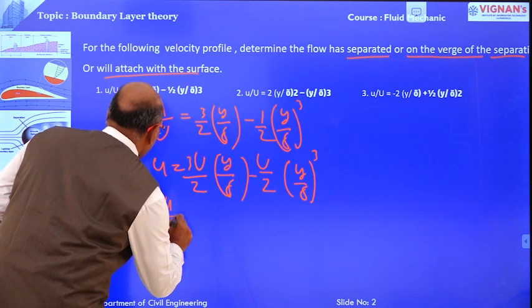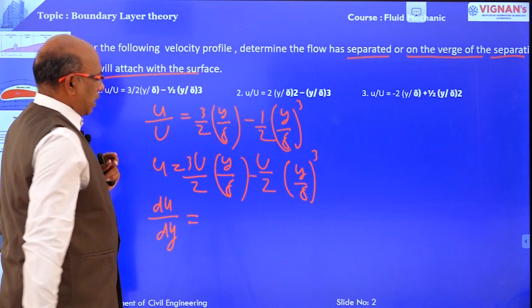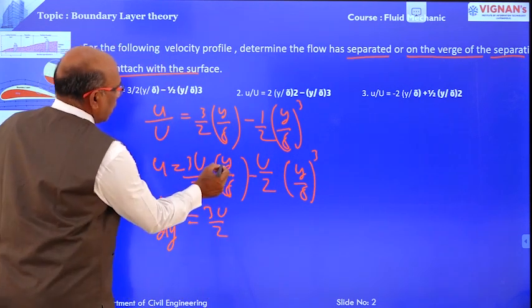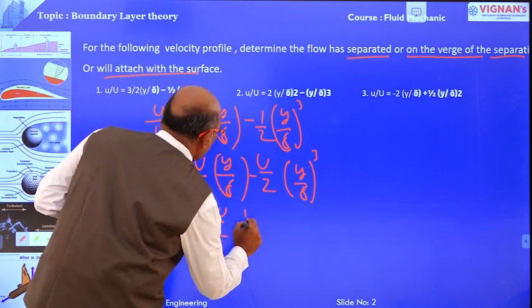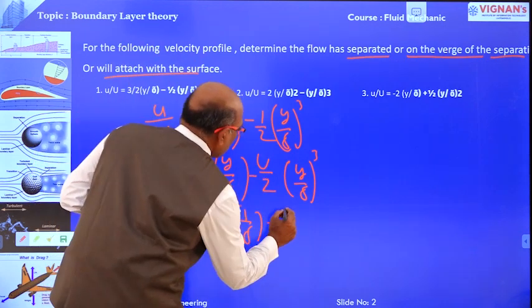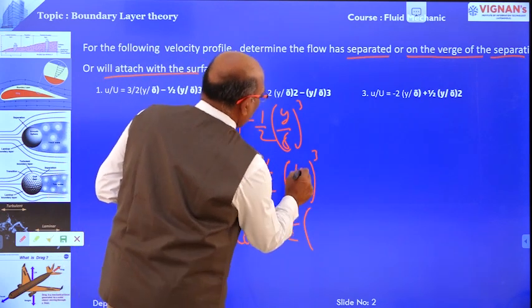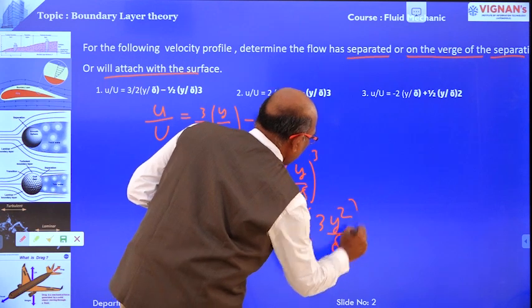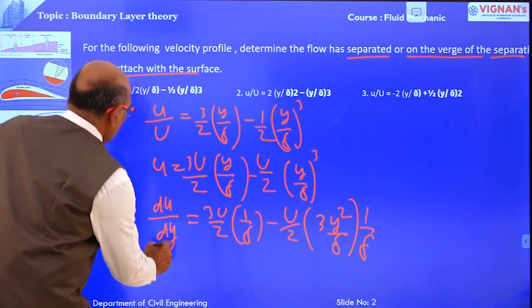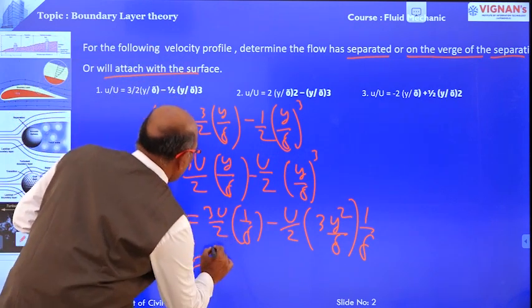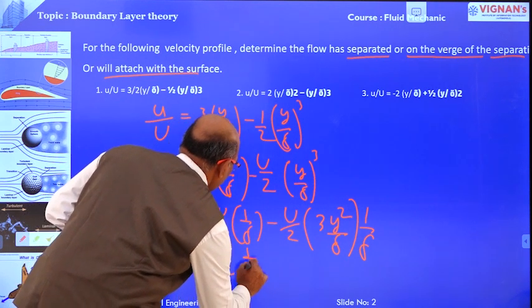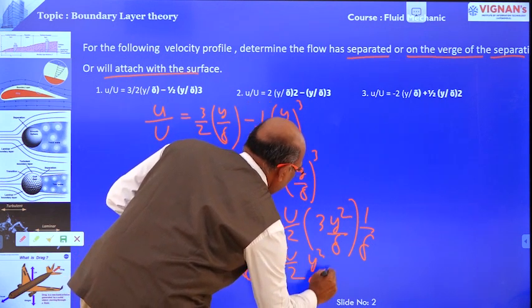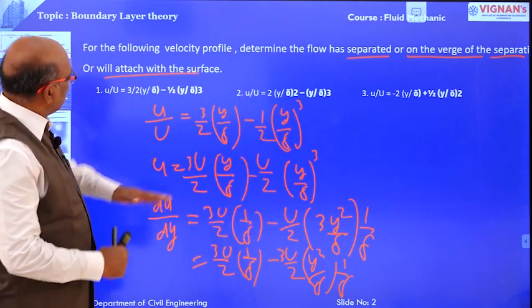So, du by dy is equal to the differentiation of this equation with respect to y. 3U by 2 is the constant. Differentiation of y by delta with respect to y is 1 by delta, minus U by 2, the free stream velocity constant, and differentiation of y by delta whole cube is 3y square divided by delta into 1 by delta. Now du by dy, the velocity gradient, is equal to 3U by 2 into 1 by delta, minus U by 2 into 3y square divided by delta into 1 by delta. Are you clear? This is the velocity profile given.